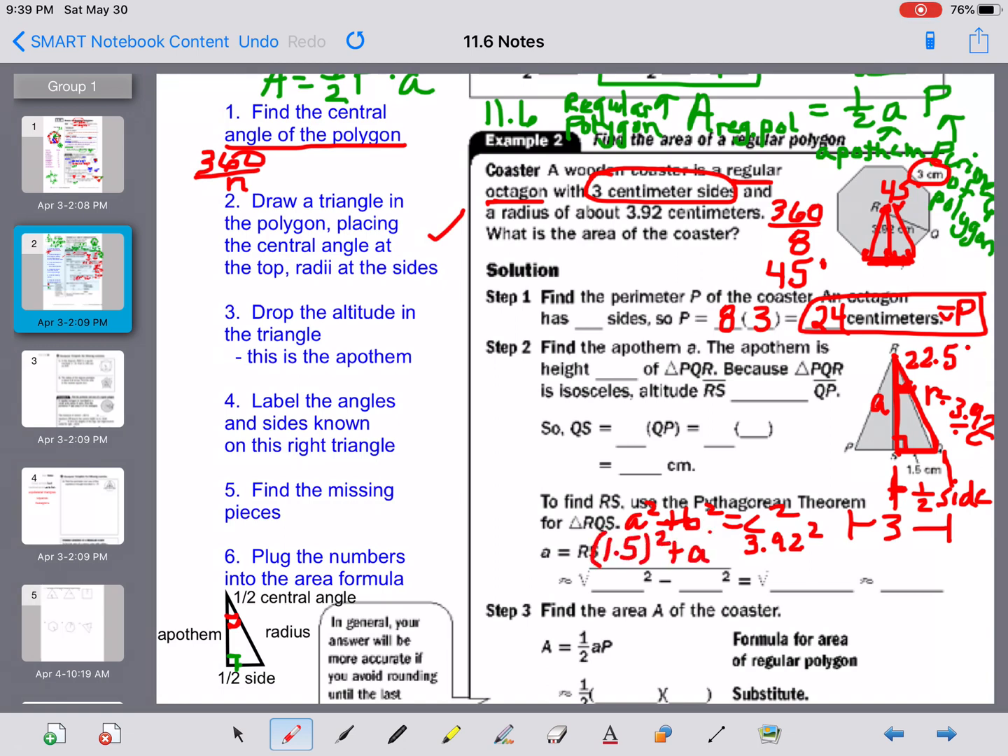Some math to do here. A calculator would be super handy. By the way, I don't like how the book set this up. So 1.5 squared is about 2.25, plus my A squared equals 3.92 squared.